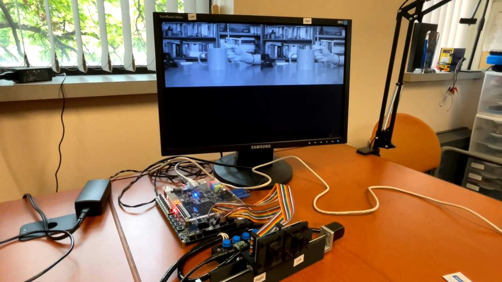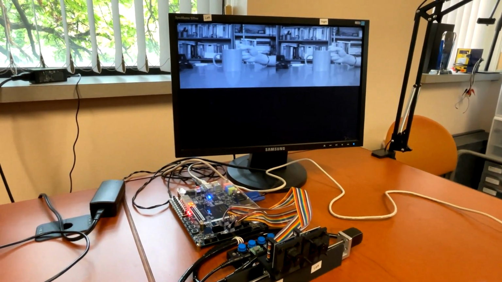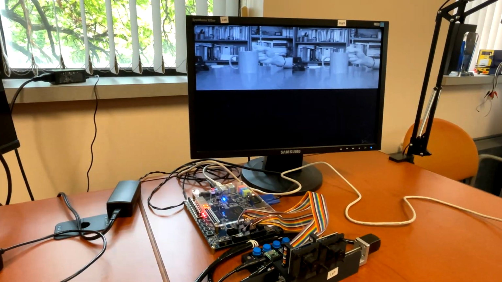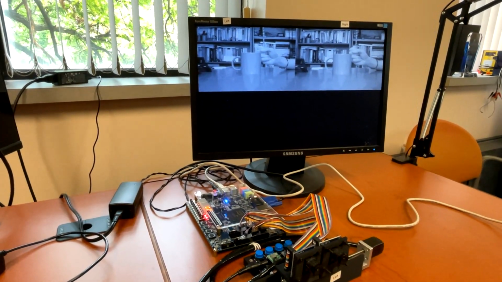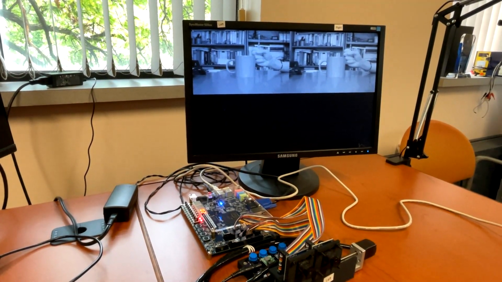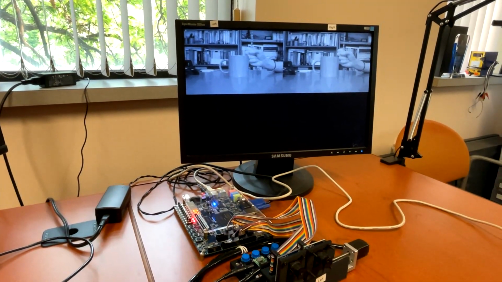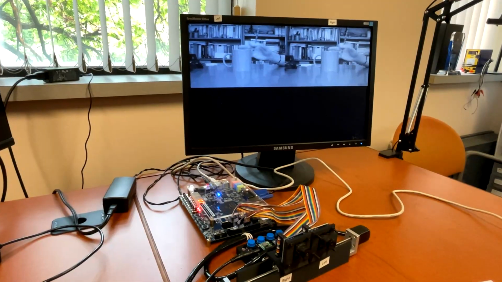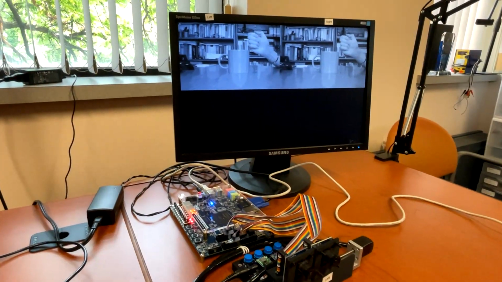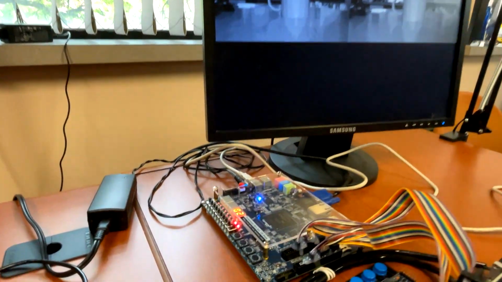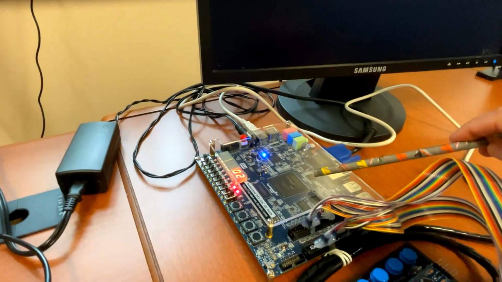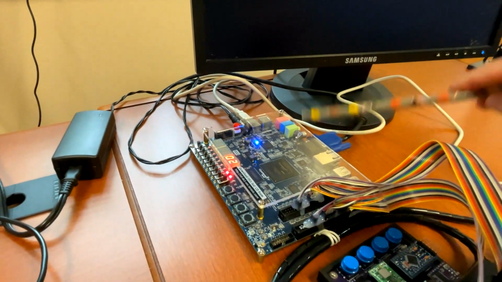Hello everyone, in this short video I'm going to present to you a versatile system that is designed to verify and investigate the performance of disparity calculation algorithms. The entire system is implemented in VHDL, in hardware description language, and deployed on real hardware on a Cyclone 5 FPGA device, part of this D1 SoC FPGA board.